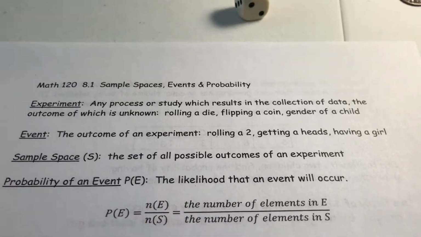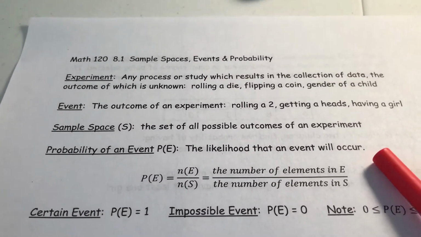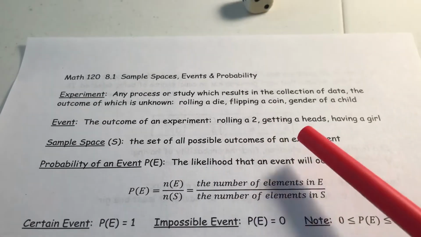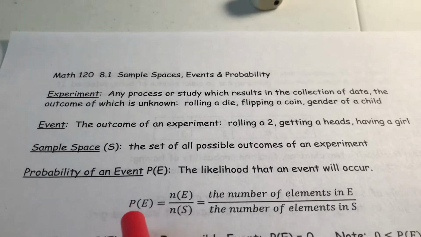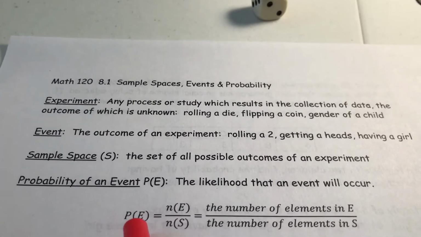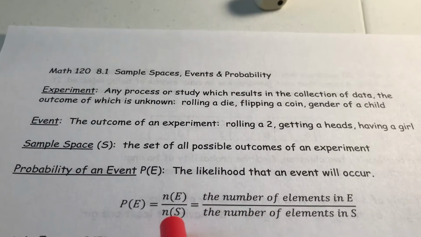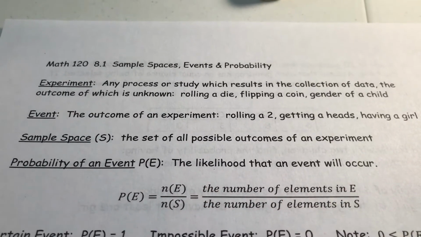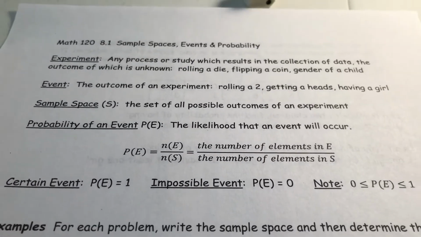The probability of an event is the likelihood that that event will occur. So the likelihood of rolling a 2 or getting a heads or having a girl. And formally written, P of E, the probability of the event, is equal to the number in the event divided by the number in the sample space. So the number of elements in the event divided by the number of elements in the sample space. So we're going to be working with that.